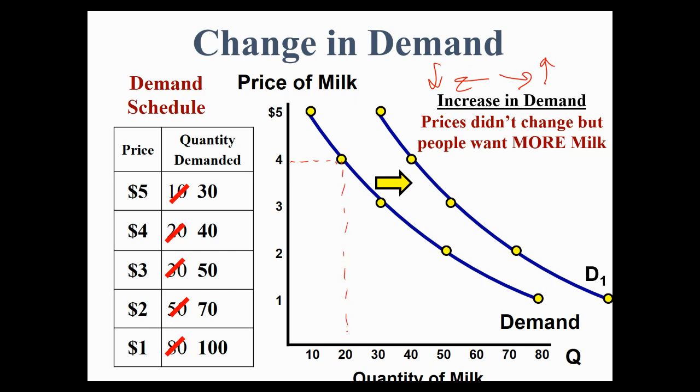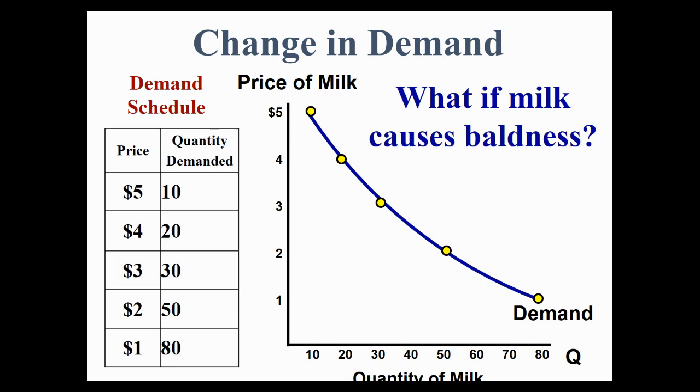At $4, before we knew milk made us smarter, we only bought 20. But now we want to buy 40. And if we change the color and look at it, let's say at $2, we were willing to buy 50, but now at $2, we're willing to buy 70. So at every price, we're willing to buy more because there's an increase in demand because of preferences. People choose to drink milk because they said it will make you smarter.